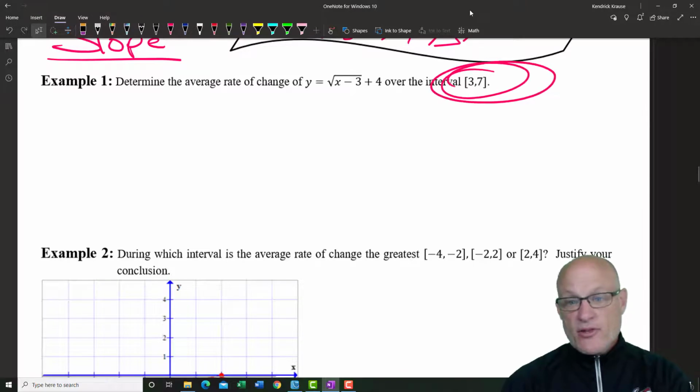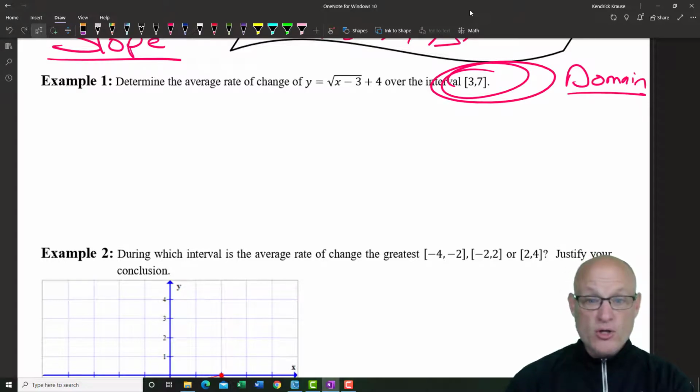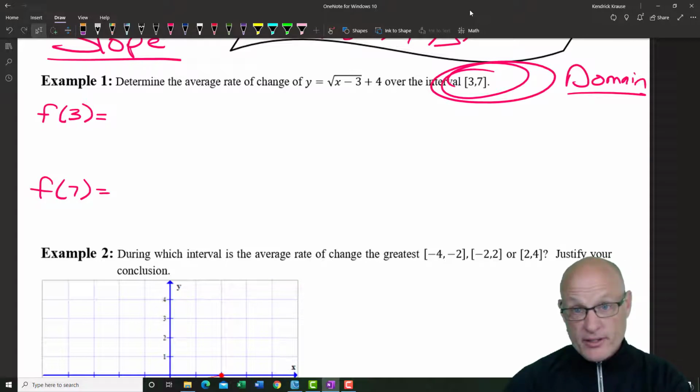These are the domain that I want you to work in. I only want you to work in this domain. So we need to, and I should get really in the habit of calling these f of x. I want to find out what is f of 3. I want to figure out what is f of 7. In other words, we're going to plug in 3 and we're going to plug in 7 because we need to get the y values. Because remember, slope is a change in y's over change in x's.